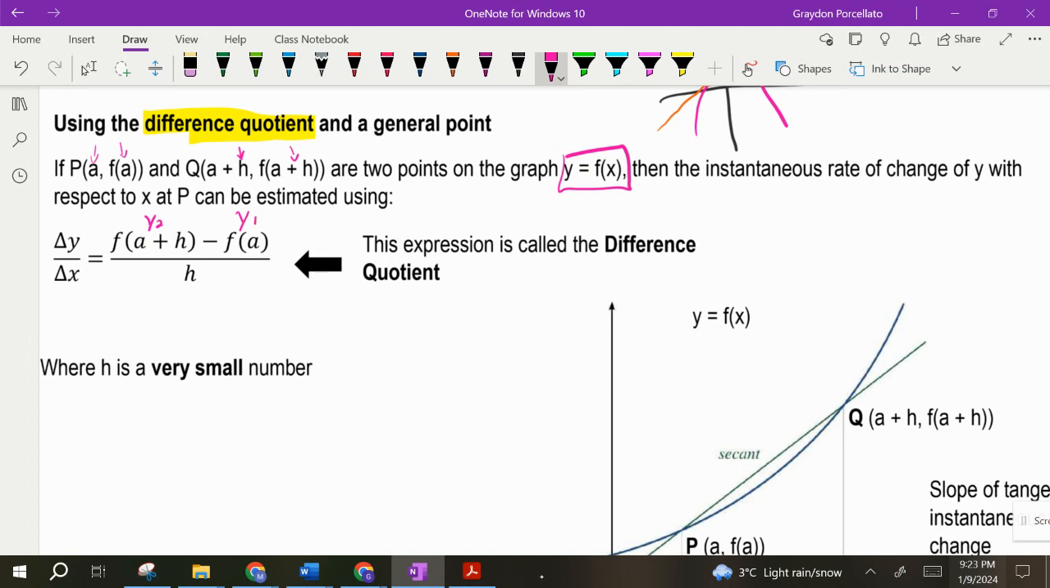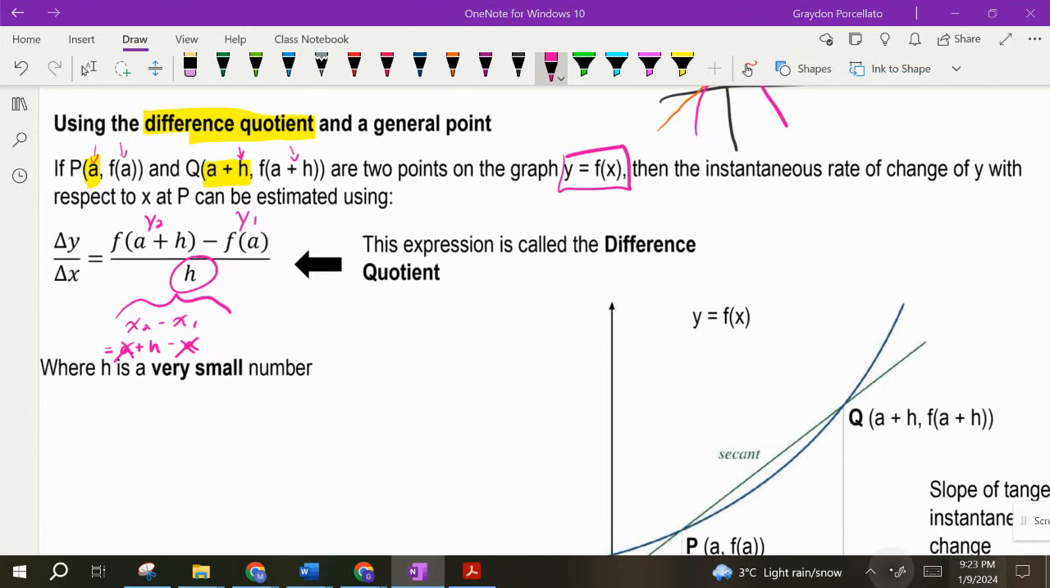And how we get this H value here, all divided by H, is because what we're doing is our x2 minus our x1. In this case, our x2, if we look above, is A plus H. And our x1 is A, so we do minus A. These A's cancel out, and we're just left with H. So all over H. Okay? This is what we call the difference quotient.